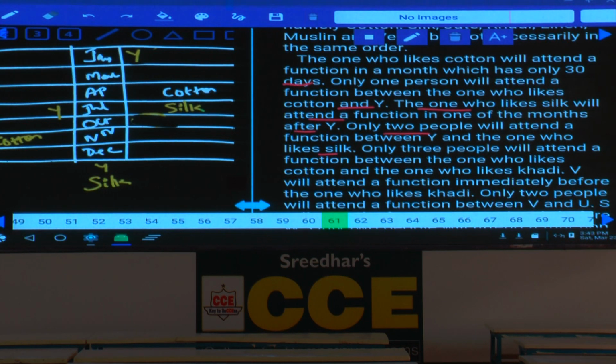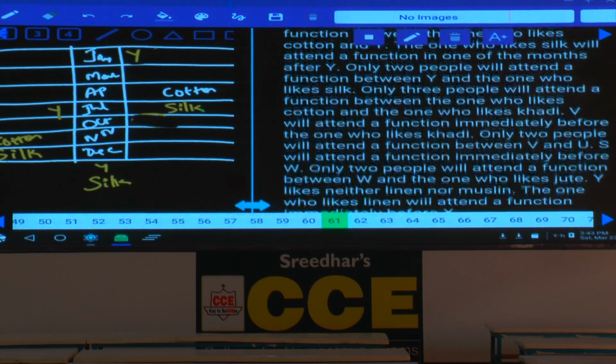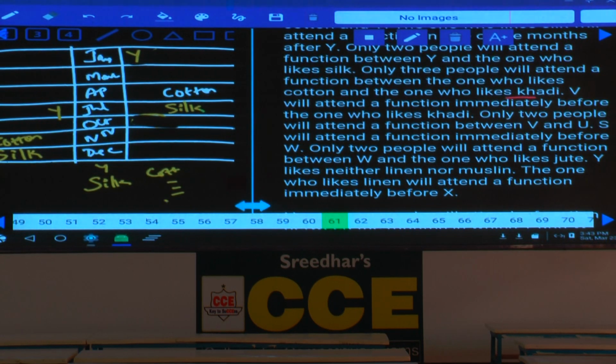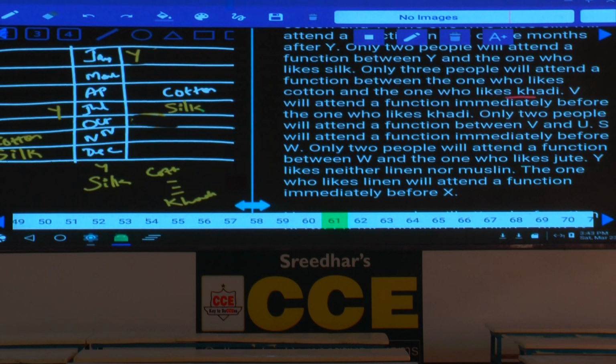Then again coming to the second one, where should silk be? Silk must be in the month of December only, because silk is below this Y, and at the same time there must be 2 months between Y and the one who likes silk. Only 3 people will attend a function between the one who likes cotton and the one who likes khadi. Between cotton and khadi, we must have only 3 people in any order.